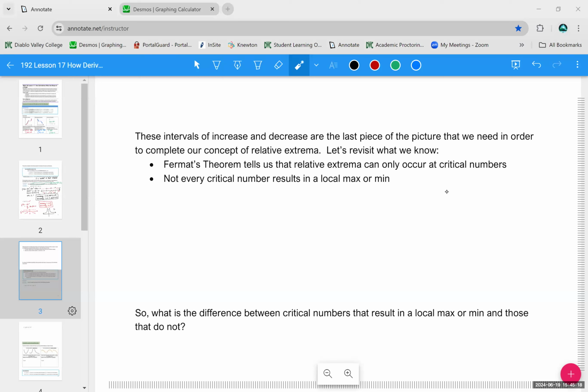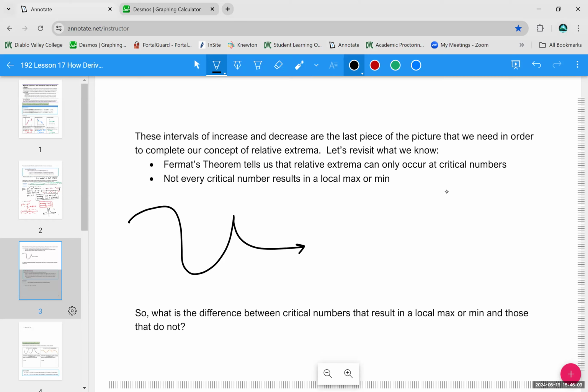So we're going to build on that just a little bit for the next piece, because beyond just increase and decrease, we want to figure out where these maxes and mins could possibly be, and particularly local maxes and mins or relative extrema. So these intervals of increase and decrease are the last piece of the picture that we need in order to finish figuring out where our relative extrema are. So we already talked about the fact that we know that relative extrema can only occur at critical numbers, but that not every critical number is a max or a min. So just again, this is a little bit of review.